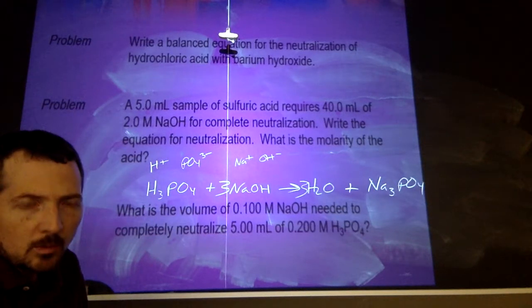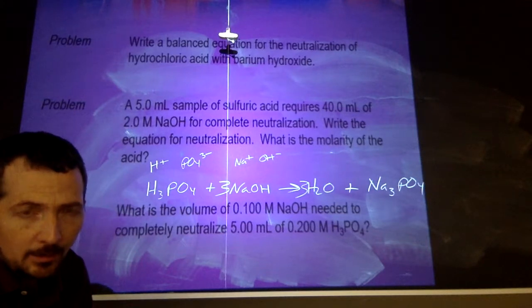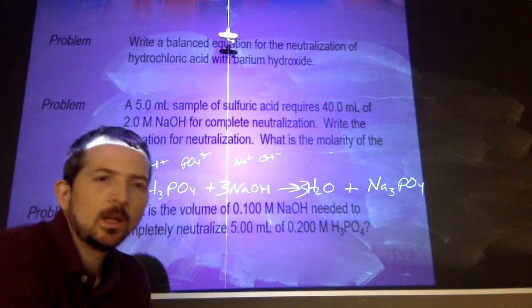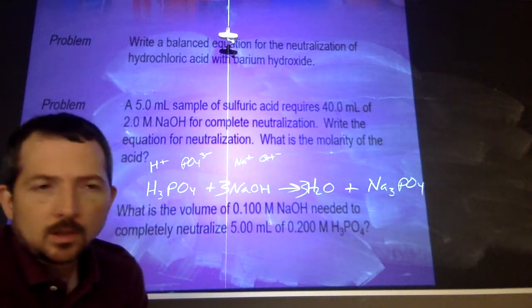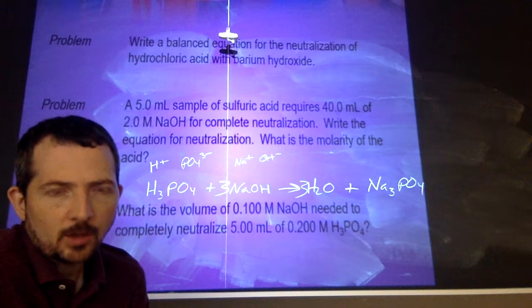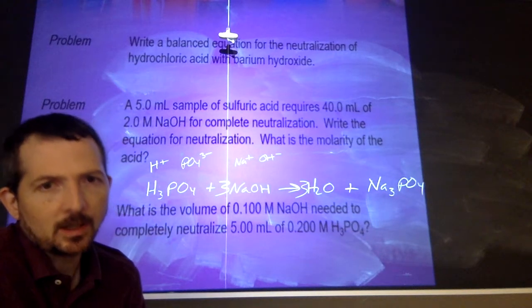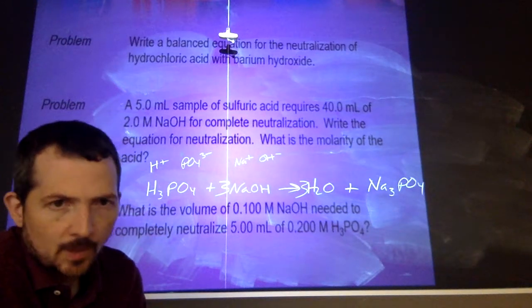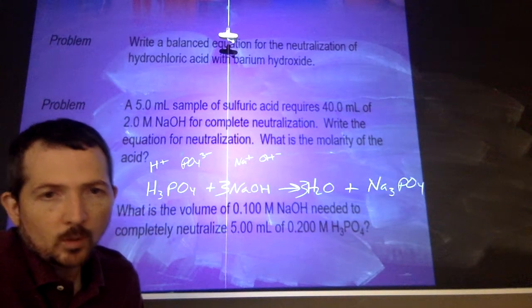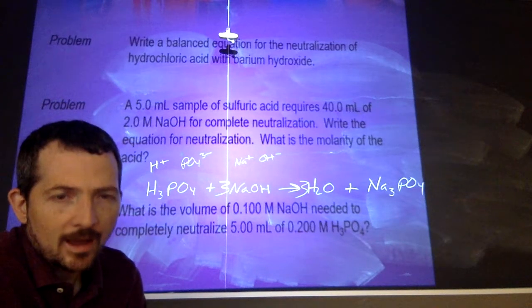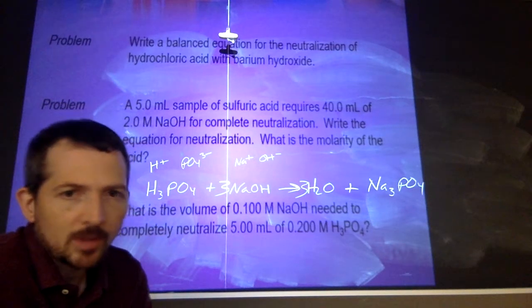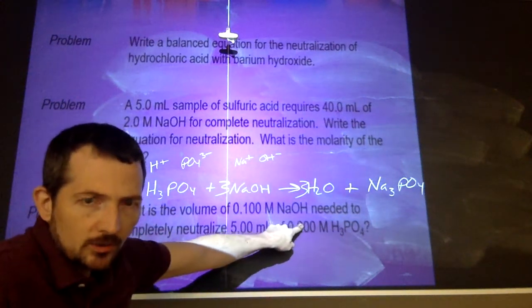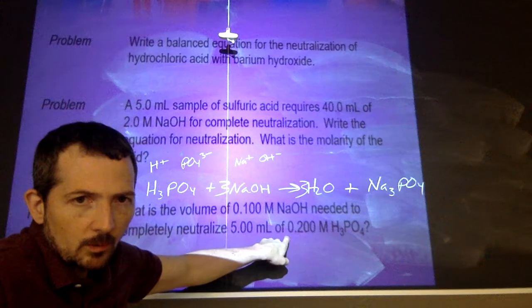So what is the volume of 0.1 molar sodium hydroxide needed to completely neutralize 5 milliliters of 0.2 molar phosphoric acid? So this is kind of a reverse titration problem where I haven't done the titration yet, but I'm going to see how much it would probably take if I did do this titration. And so where I'm going to start is where I have the volume and the concentration. So I have the volume and the concentration of my phosphoric acid. So that's where I'm going to start.